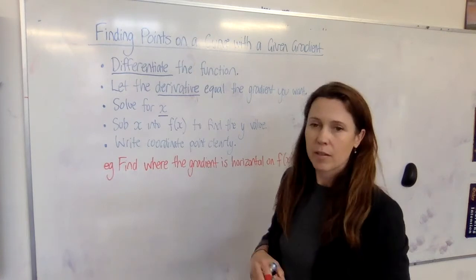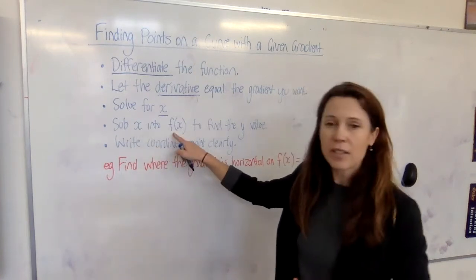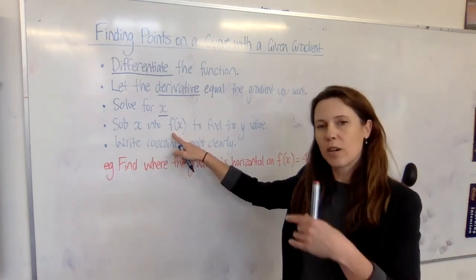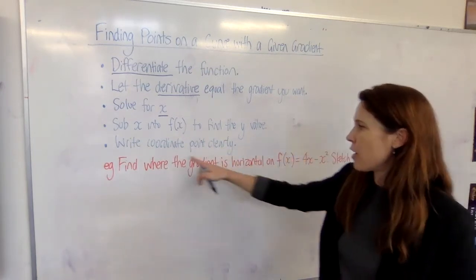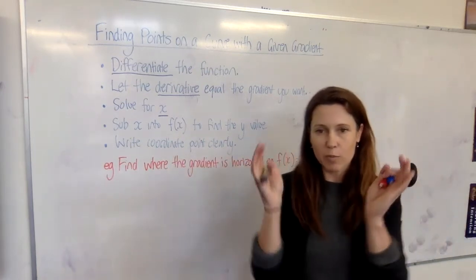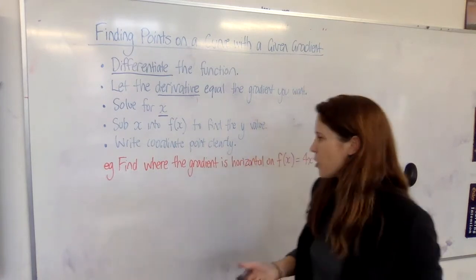Solve it for x. Then sub x back into the original function, that's the function that describes the actual curve, to find the y value that corresponds. And then write your coordinate point clearly. So that means with brackets and two numbers with a comma in between them.